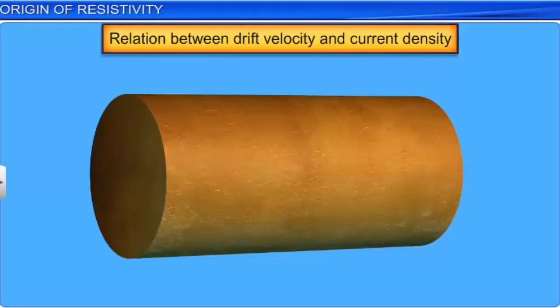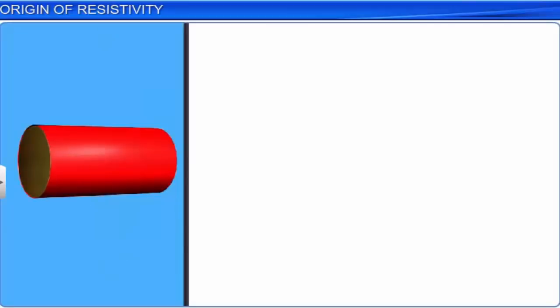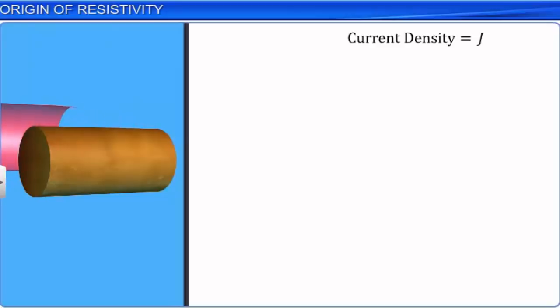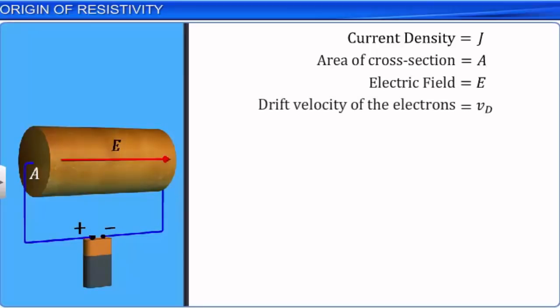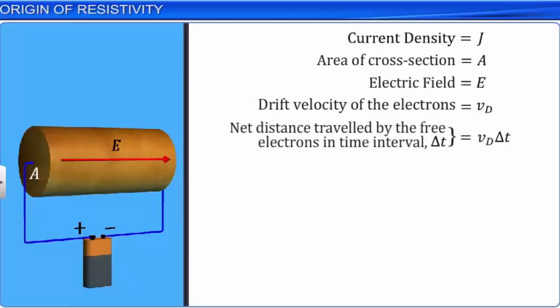Let us now find the relation between drift velocity and current density. We know that the magnitude of the current density, denoted by J, is defined as current per unit area considered normal to the current in a conductor. Consider a cylindrical conductor whose cross-sectional area is A. Let the conductor be connected to an electric source. Let E be the electric field due to the source. If Vd is the drift velocity of the conduction electrons in the conductor, then the net distance travelled by the free electrons in the conductor during the time interval delta t is equal to Vd delta t.